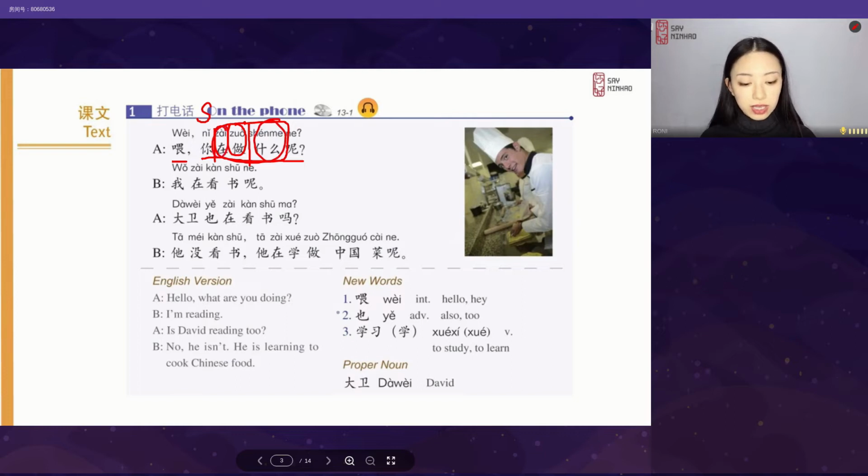And actually 在 here is indicating the action is in progress, okay? This is happening. So here is the structure we are going to learn. 在 plus a verb indicates the action is in progress. Okay, 在做什么呢? Which means what are you doing? And 呢 is used at the end of the sentence to express asking about things. Next one, 我在看书呢. Okay, say it.